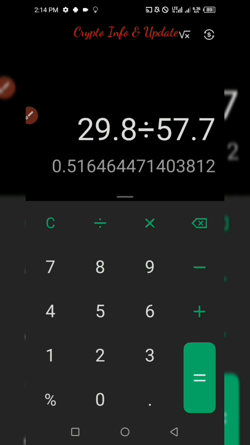Now, when we run our calculation for the two pairs we got, ACH and Doge, we discover that the RSI for Doge is 29.8 and the RSI for ACH is 57.7, and at the end we got approximately 0.52. So 0.52 is less than 0.76, right? So it means this is a perfect opportunity for you to enter this trade.